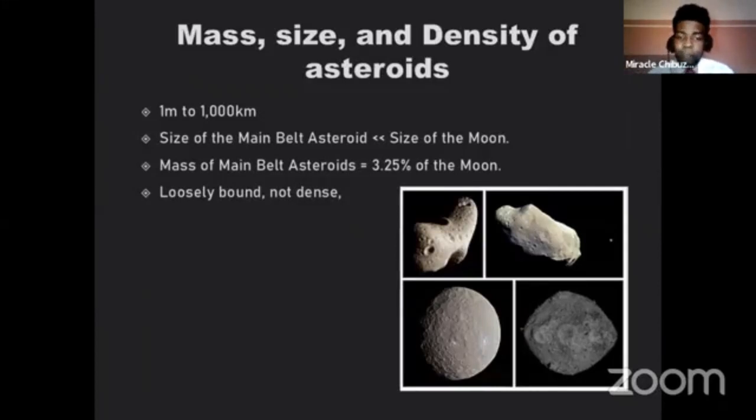Now, if you measure the mass of all these asteroids everywhere, they are just about 3% the size of the moon, just 3%. So asteroids are not really that massive. If you look at them, they look like rocks. They look very solid. When we look at these asteroids, we compare them with the rocks on Earth, but in reality, they are not as hard as the rocks we have on Earth. They are loosely packed, and they are of low density.